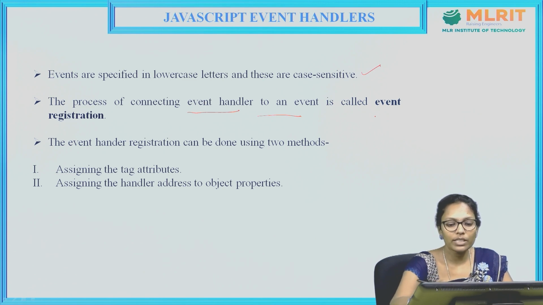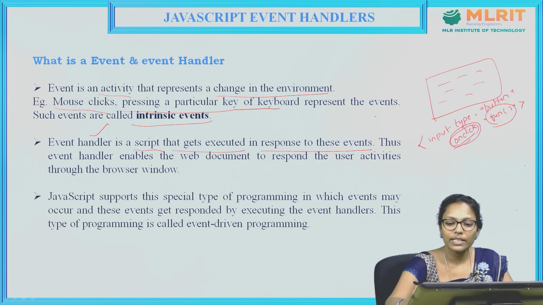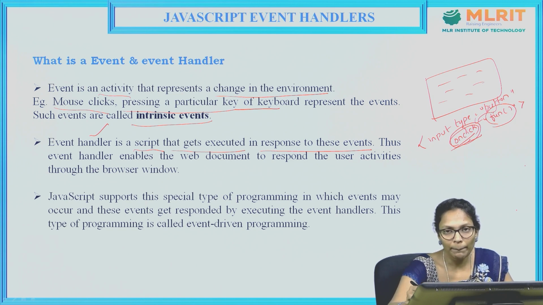Just now we discussed that example. See here, input type is equal to button. Whenever you click on that button, the event will happen. That is the event, and immediately you are writing onclick. That means these two will be connected here. That registration process will be done automatically. So when the event happens, immediately this onclick will work and this function will be called.